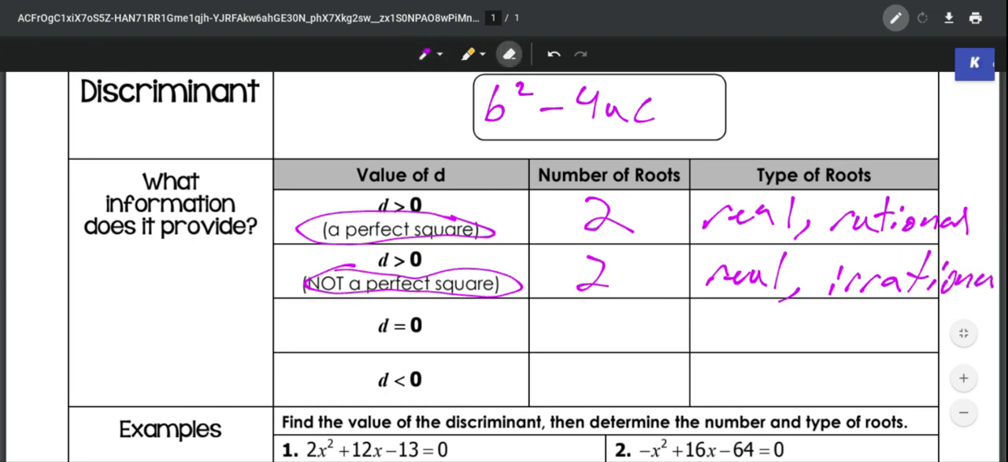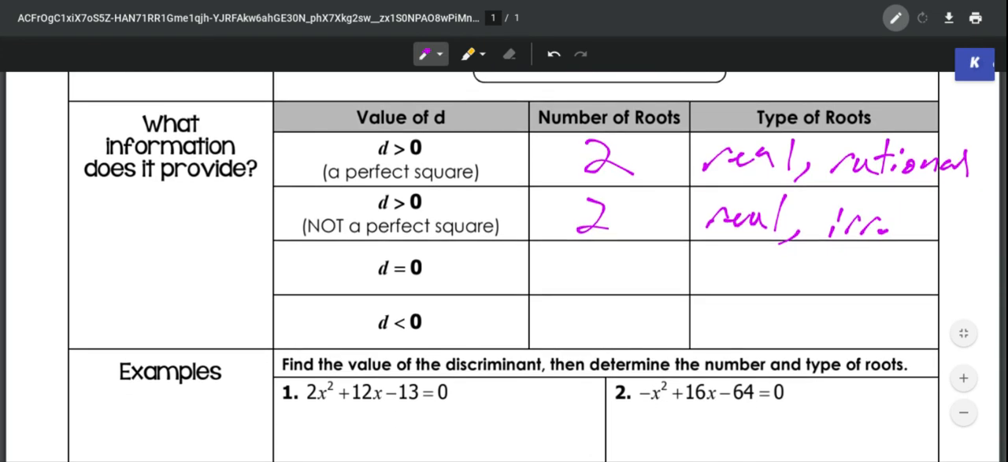I don't have enough room. Let me just write it. Irrational, and I'll abbreviate it. So the first two situations: once you take the discriminant, when it's greater than 0, you need to take the square root of that to figure out if it's two roots and rational, or if you can't take the square root of it, it's not a perfect square, then it's going to be two roots and irrational. And you'll see later on how those can tell you which method to use. But for now, this is just introducing you to the information.